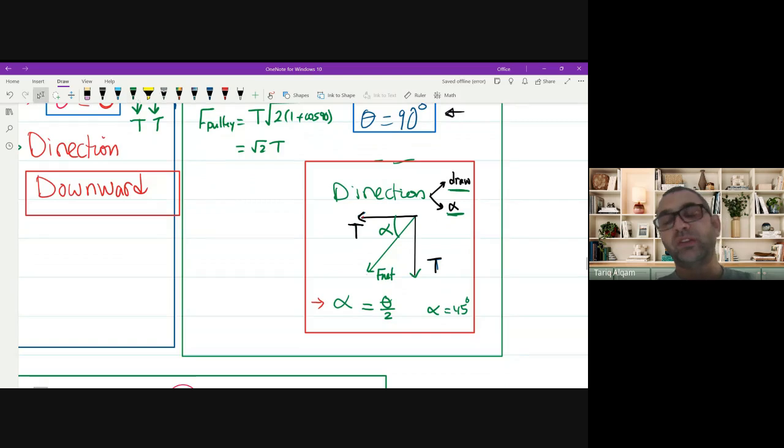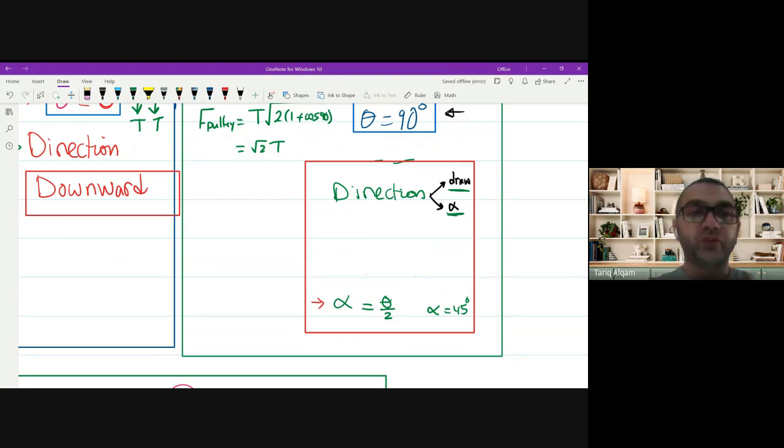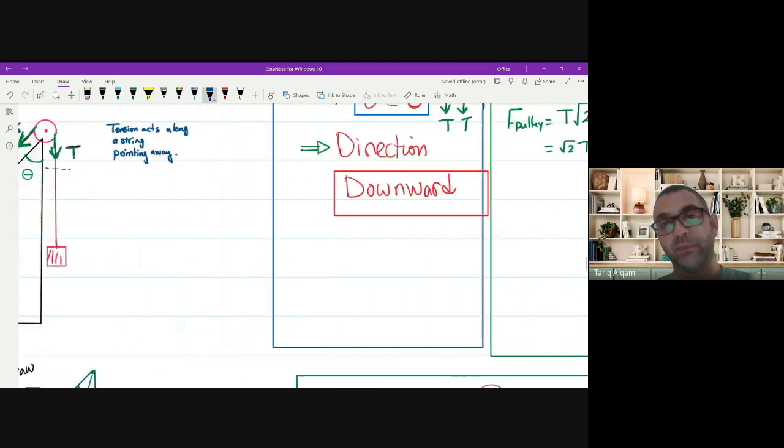Now, pay attention to the direction, because you will sometimes be asked to find the direction of the resultant force on the pulley. Please do the following. Draw the tension in this direction, and here there is a tension in this direction. The resultant force should be between them like this. Please show this for the examiner, and also show this angle. This angle alpha is always theta over 2, and in this case it's 45.